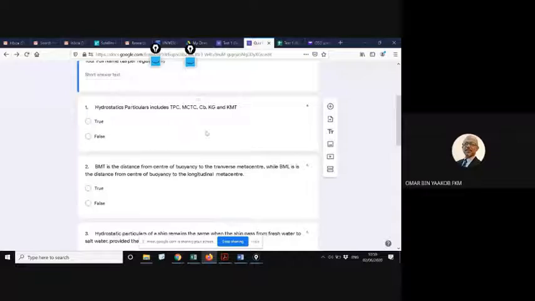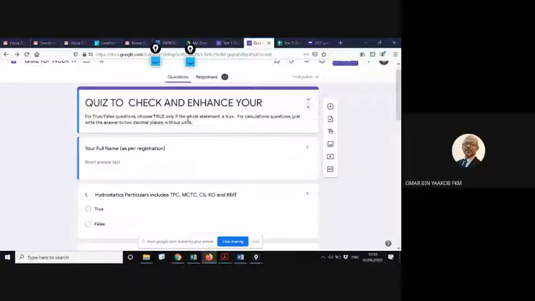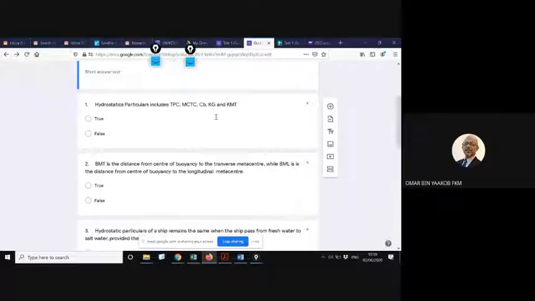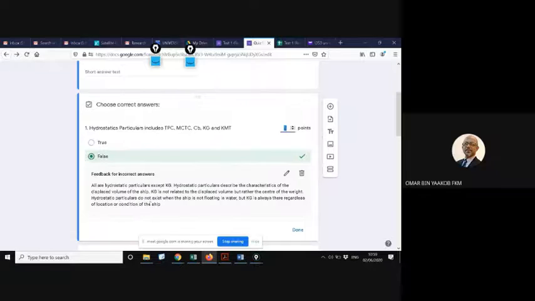Okay. Question number one: hydrostatic particulars include TPC, MCTC, CB, KG, KMT. So, what's the answer here? When we say true or false, the whole statement must be true. If only part of the statement is true, even if 90% true, it is considered false. So, in this case, the answer is false. Why is it false? Okay, this is the answer. All are hydrostatic particulars except KG.